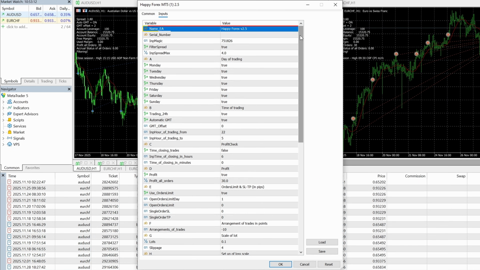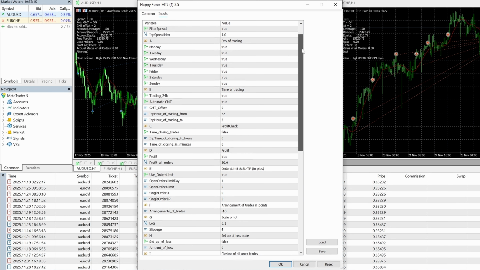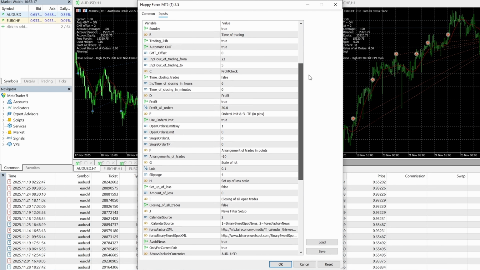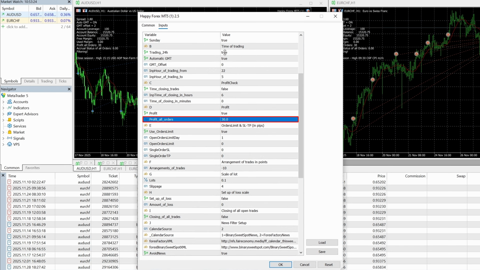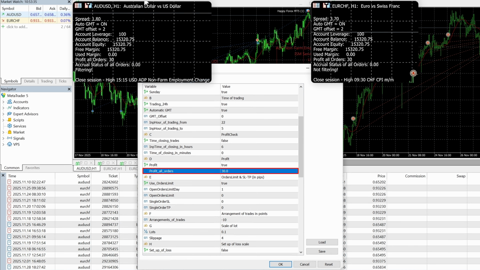So you can see this is the Happy Forex robot, and there are a lot of settings here, but what I want to focus on and what is the most important here is the profit target and the watts. So what the profit target means, I will minimize this a little bit like this, and you can see here that we're trading two currency pairs, Aussie USD and Euro Swiss, both on the H1 chart. And as you can see here on the charts, profit all order is 30, and here we see the same, and actual status of all orders is 0.